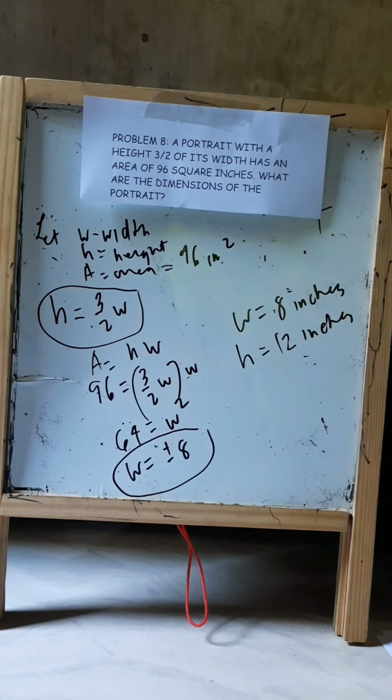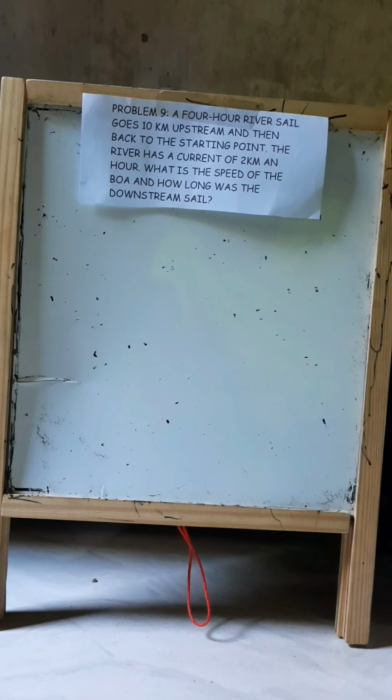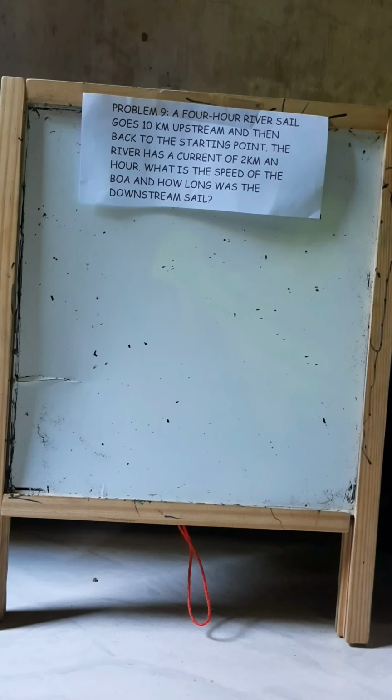That's for problem 8. Problem 9. A 4-hour river sail goes 10 kilometers upstream and then back to the starting point. The river has a current of 2 kilometers an hour. What is the speed of the boat and how long was the downstream sail?